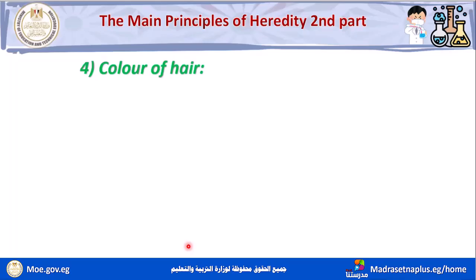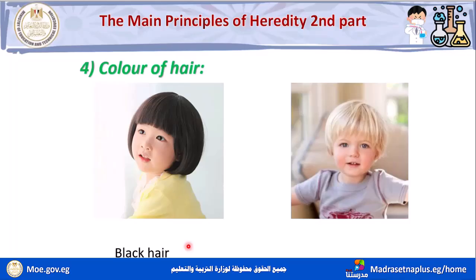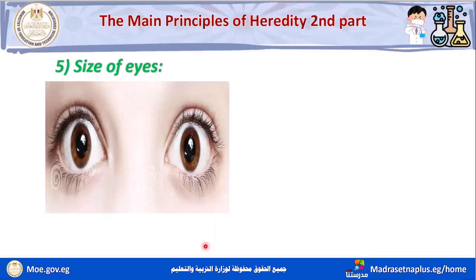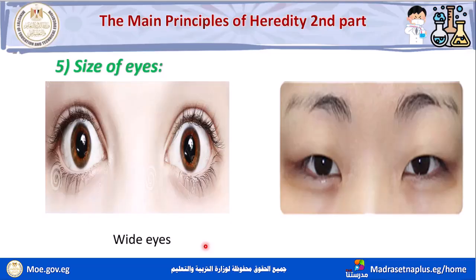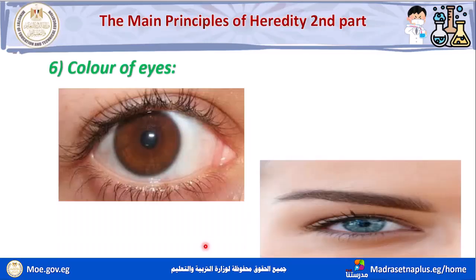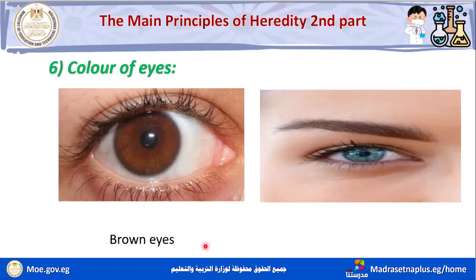Number four, color of hair: black hair, dominant trait, while light color hair, recessive trait. Number five, size of eyes: wide eyes, dominant trait, while narrow eyes, recessive trait. Number six, color of eyes: brown eyes, dominant trait, while colored eyes, blue or green or gray, recessive trait.